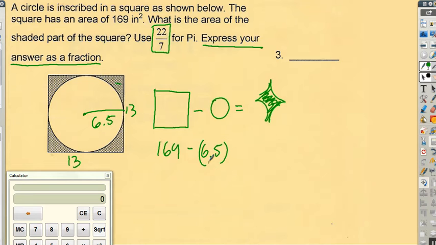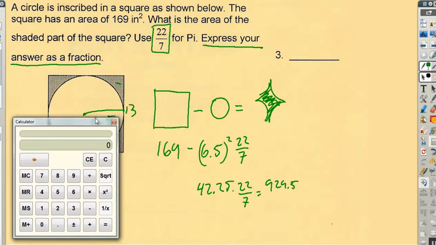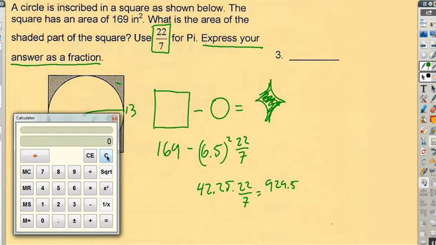So we have 6.5 squared times 22 over 7. All right, 6.5 squared is 42.25 times 22 over 7. 42.25 times 22 is 929.5, I believe. I'm going to verify that. So we have 22 times 42.25.